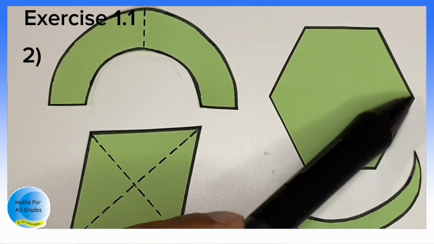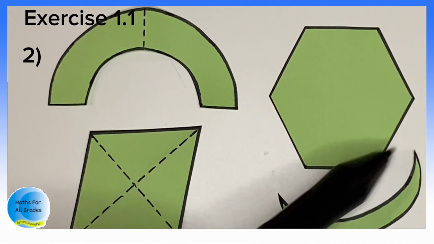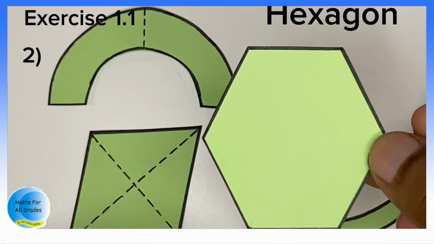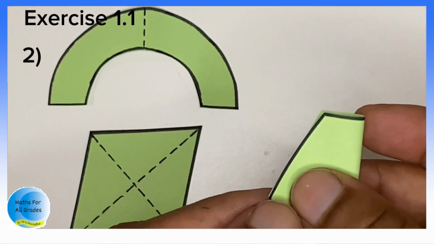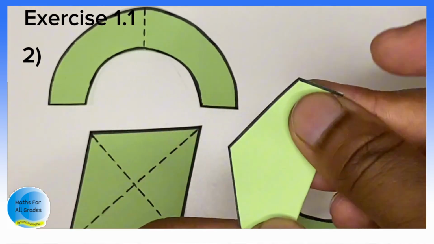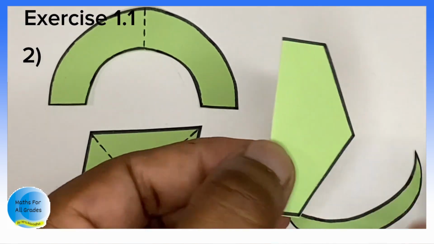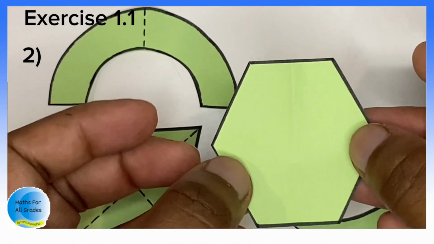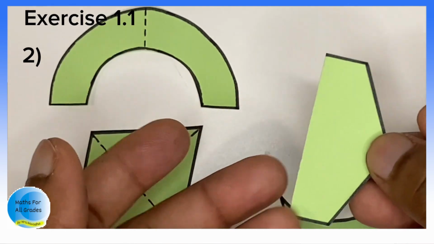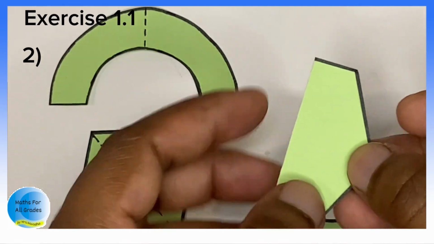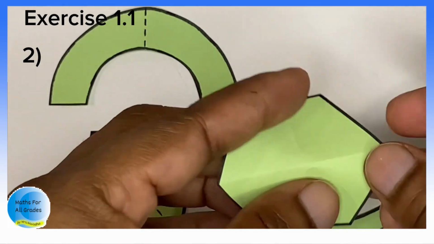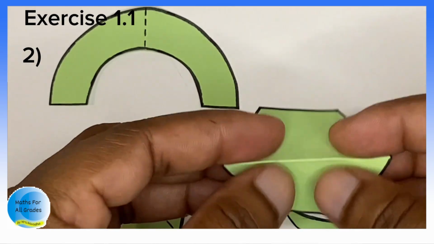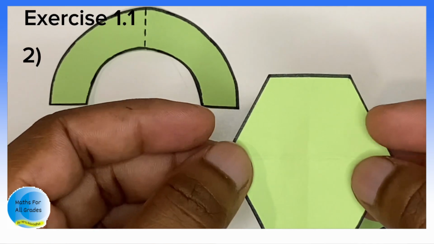Next, we have a lamina with 6 sides. 1, 2, 3, 4, 5, 6. So we call this a hexagon. Let's fold it. And you can see it perfectly coincides. Therefore, this is a bilaterally symmetric figure. Now let's find out how many axes of symmetry this figure has. Okay, we have one, and this way we have two axes of symmetry.